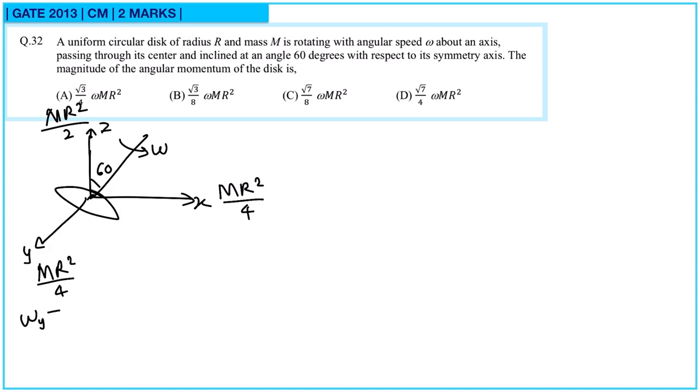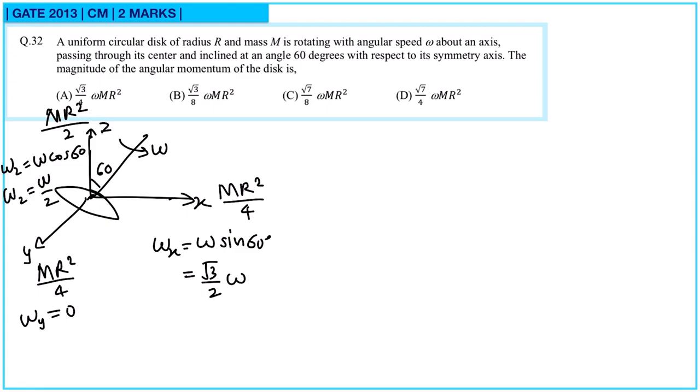Now omega y will be 0 because it is not rotating in that direction. It is tilted in this direction. Now what will be omega x and what will be omega z? Now omega z is equal to omega into cos 60, and cos 60 is half. So omega z is equal to omega by 2 and omega x is omega into sin 60, and sin 60 is root 3 by 2. So omega x is root 3 by 2 into omega.